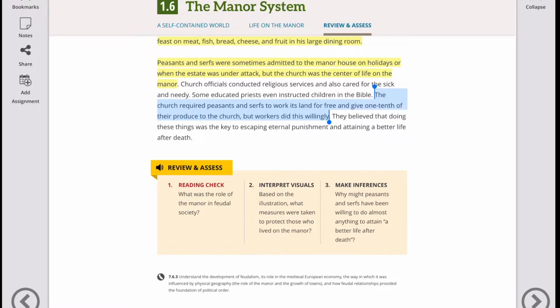The reason for doing this is that they believed this was the key to escaping eternal punishment and attaining a better life after death. Basically, the source of power and, obviously, resources in the feudal society or feudal system, especially in the manor system, is the land.